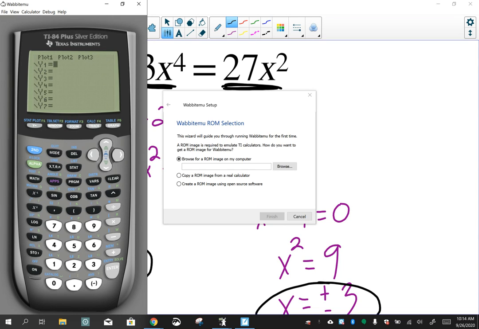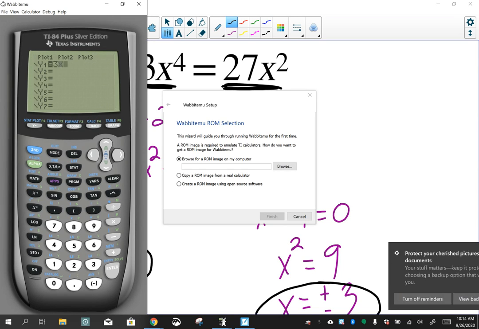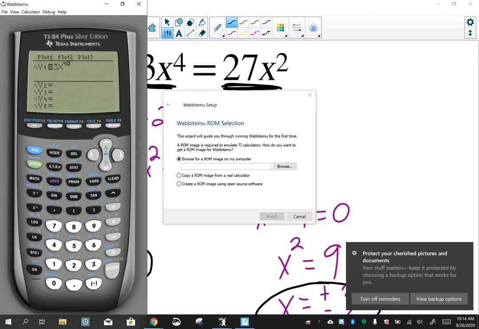Okay, so if I come over here and I say 3x to the fourth, and then I come here to y2 and I say 27x squared, then I'm going to make sure I'm at zoom standard. I'm going to graph that. There's the first one.